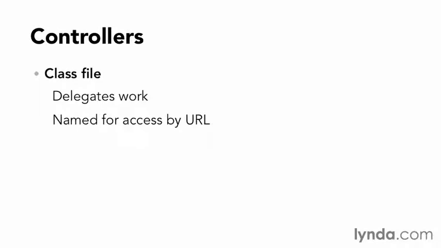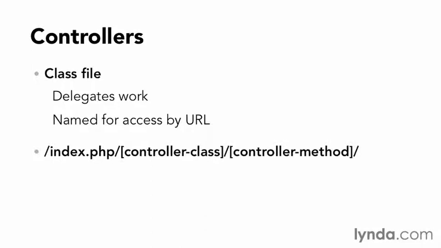In CodeIgniter, and other MVC frameworks for that matter, a controller can be practically thought of as a class that delegates work. Each controller is named so it can be accessed via URL. To determine what controller to use, CodeIgniter uses the following pattern for routing a user's request to the right controller: index.php, followed by the controller class, then the controller method, and then any optional arguments.